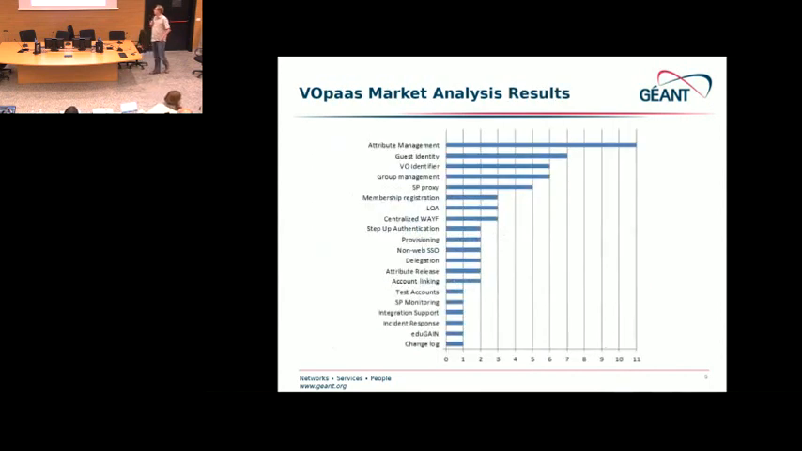This was sort of the core set of findings from the market analysis, and this basically gives you an indication of how important, or how many mentions, various functional requirements had within the communities we questioned. So the ability for the VO to do their own attribute management was definitely and clearly number one. And of course, they need this for authorization. So I'm not really going to explain why they need it here.